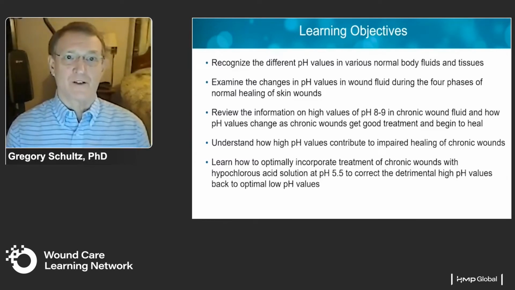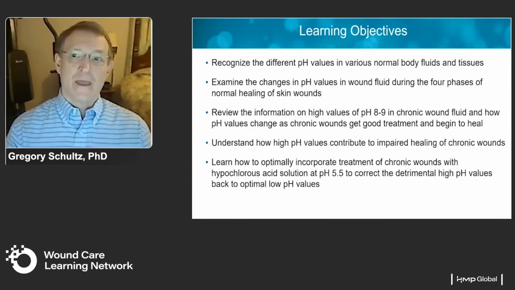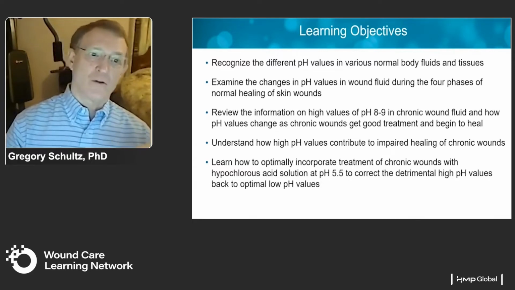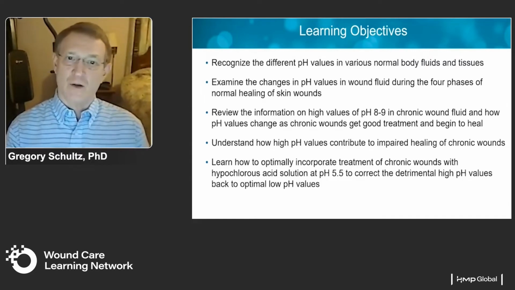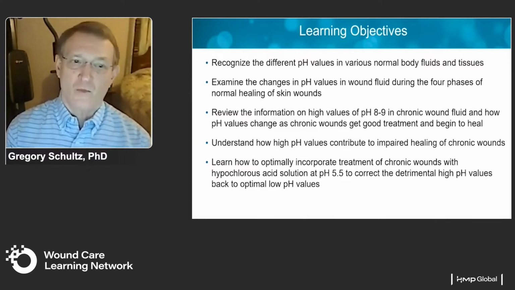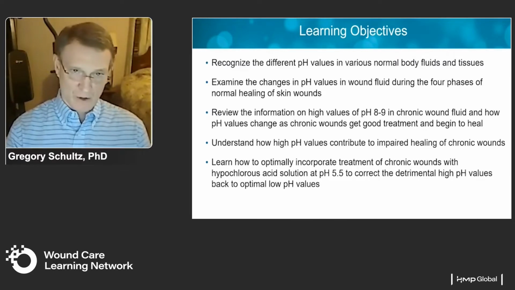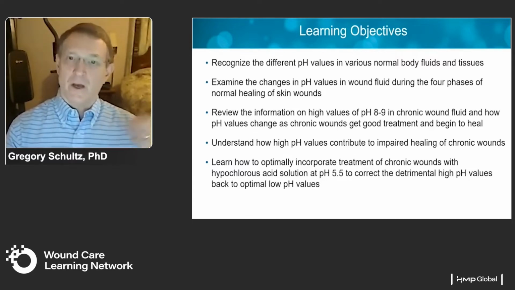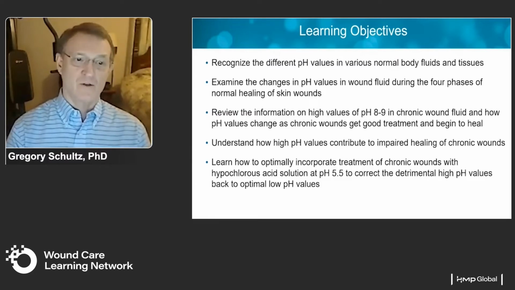Very quickly, my learning objectives are to recognize the different pH values that we see in normal fluids and tissues and look at how that changes during the 4 phases of normal wound healing. Then we're going to review information on high pHs like 8 to 9 in chronic wound fluid and how these change as chronic wounds get good treatment and begin to heal. We also want to better understand how high pH values contribute to impaired healing in chronic wounds, and how to optimally incorporate treatment of chronic wounds with hypochlorous acid solution, for example pH 5.5, to correct these detrimental high pH values back to optimal values and to control the bioburden.